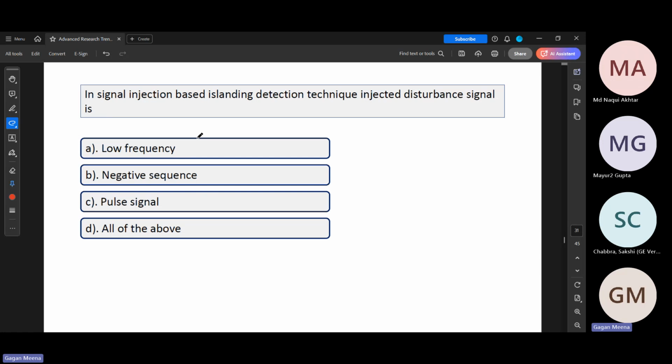Low frequency, what kind of disturbance will result in low frequency? The answer would be A, small perturbations. Okay, so this is correct. Even this is also correct. Negative sequence is also a disturbance because it will result in unbalance, and that will also be small. So maybe all of the above is correct. Yes, all of the above is correct because all these are different kinds of disturbances only.